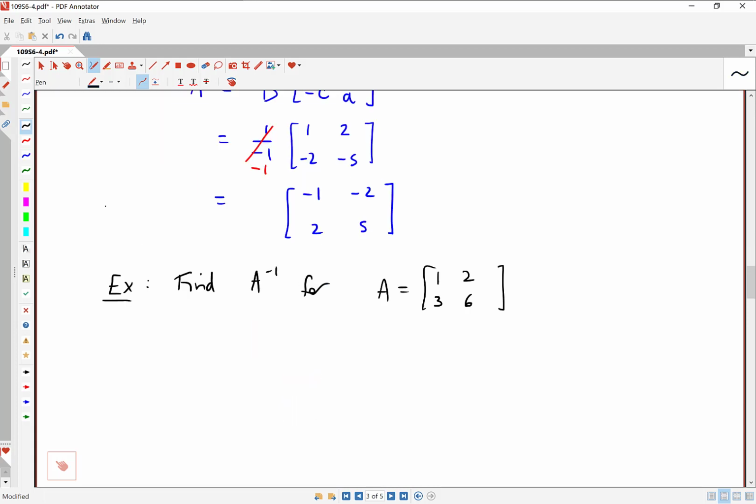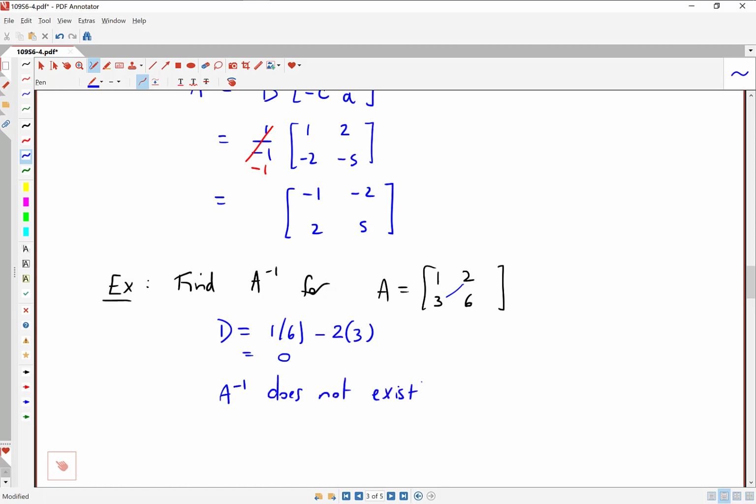Let's try a second example like that. Let's find A inverse for the following matrix A. First thing we would do is calculate the determinant. We're going to multiply along the main diagonal, so 1 times 6, and then we're going to subtract off the product of the other two numbers, so subtracting off 2 times 3. So 6 minus 6 is 0, and as soon as we see that the determinant comes out to 0, we can say A inverse does not exist.